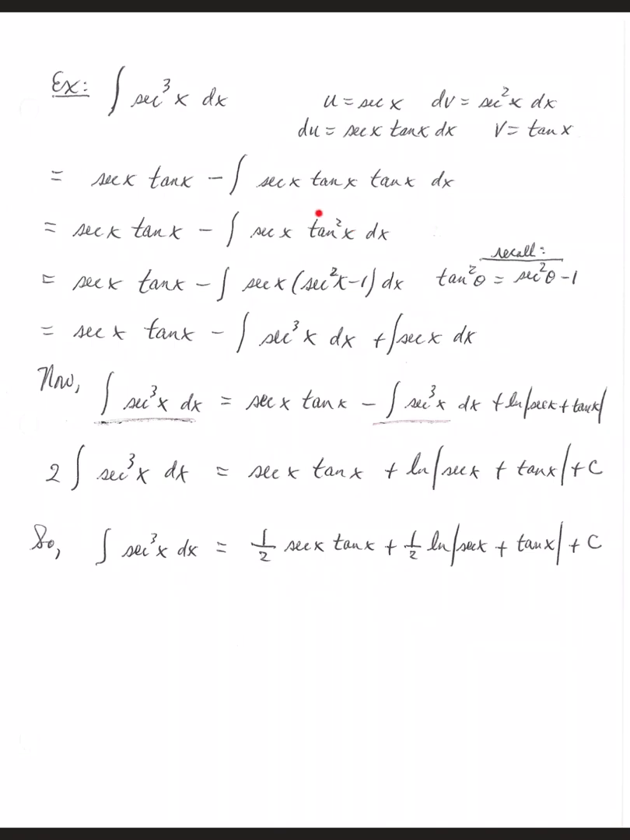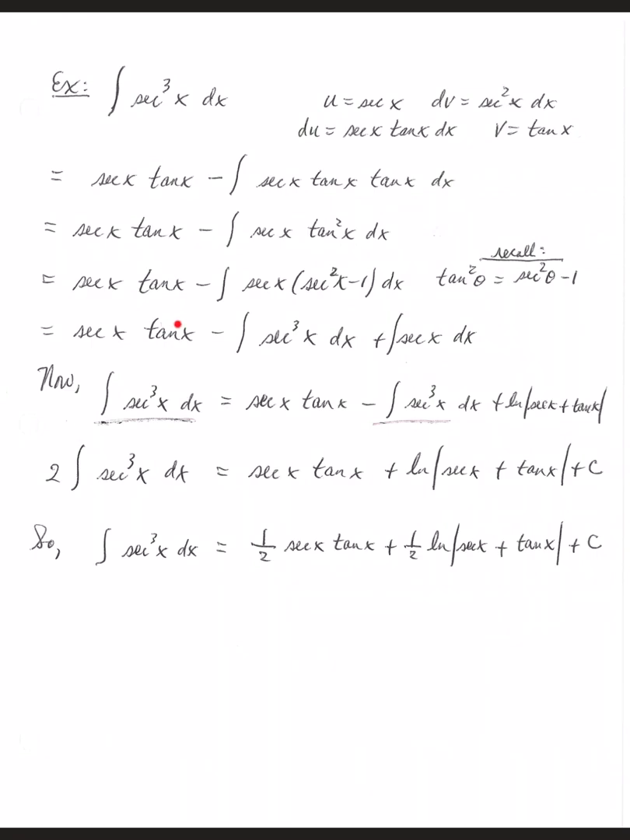Remember from your Pythagorean identities in trig, tangent squared theta is equal to secant squared theta minus 1. So that tangent squared x can be rewritten as secant squared x minus 1. Why did I do that? Because I knew eventually that I would have to try to get both of these integrals done.